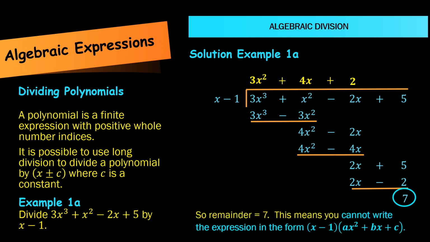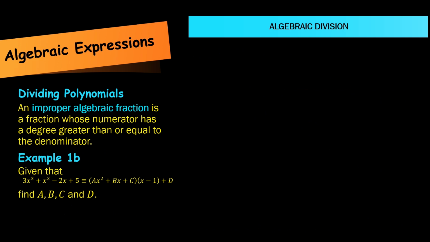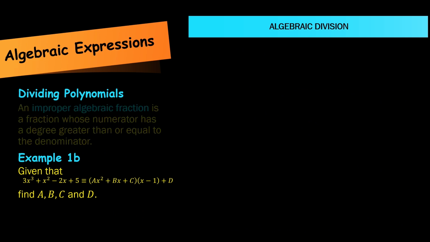This means that we cannot write this expression in the form x minus 1 times a quadratic. Let's now take a look at example 1b. Given that 3x cubed plus x squared minus 2x plus 5 is identical to ax squared plus bx plus c times x minus 1 plus d, find a, b, c, and d.